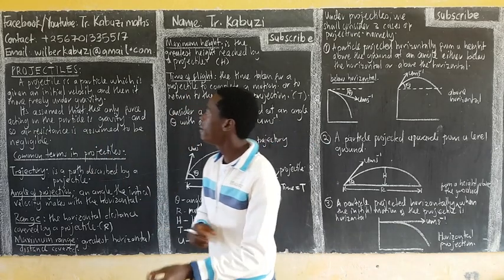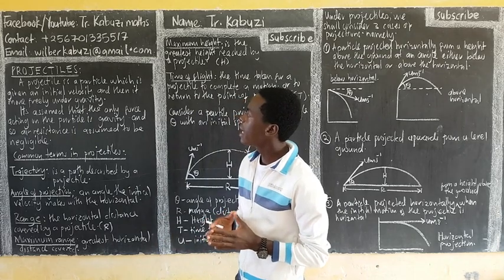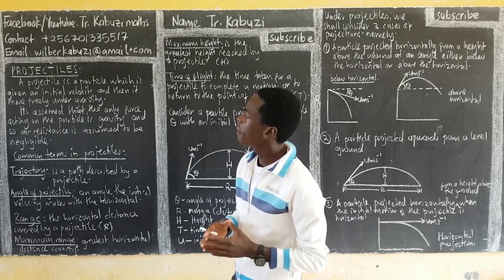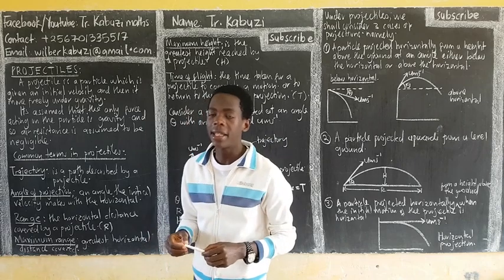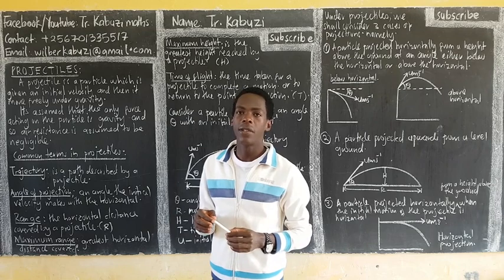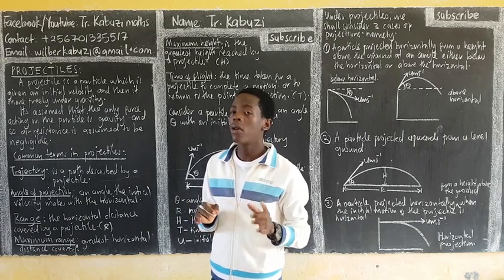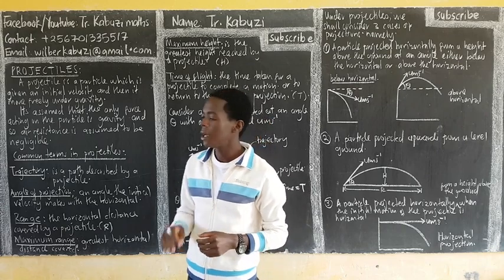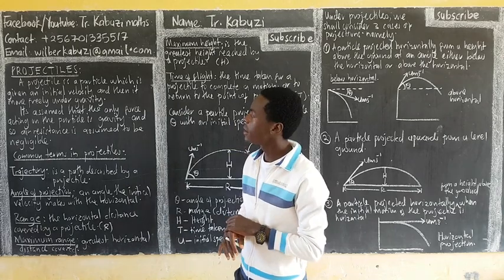So let us start with the definition of a projectile. A projectile is a particle which is given an initial velocity and then moves freely under gravity. So a projectile is that particle that when you give a certain force, we only assume that it is going to move only under the influence of gravity, as long as you are giving it an initial velocity.